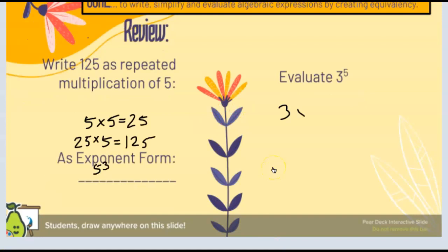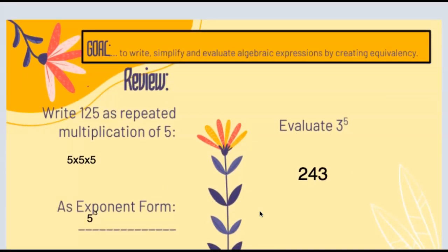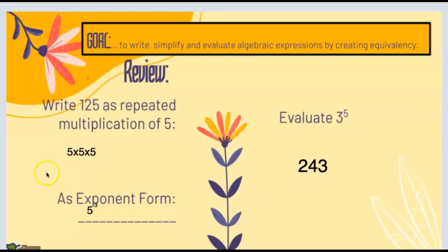Anyone else? Go ahead. John said, what is that? Say it out loud, John, because of the way you write it, it looks like 53, but it's not 53. 5 to the third power. So 5 times 5 times 5, or 5 to the third power. And here, evaluating 3 to the power of 5 gives 243.